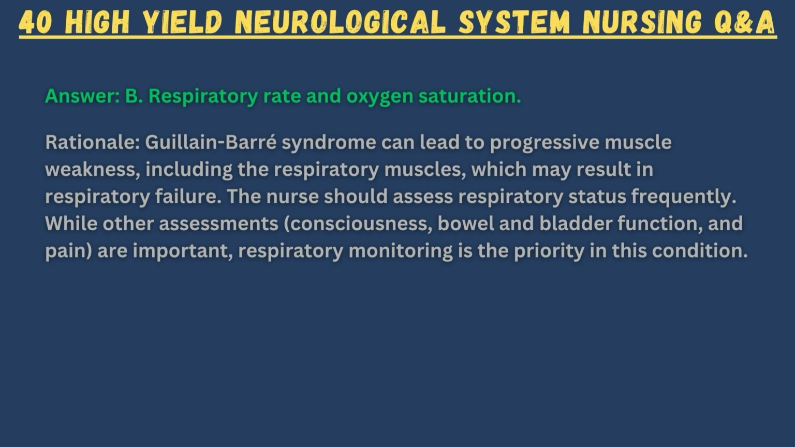Rationale: Guillain-Barré syndrome can lead to progressive muscle weakness, including the respiratory muscles, which may result in respiratory failure. The nurse should assess respiratory status frequently. While other assessments, consciousness, bowel and bladder function, and pain, are important, respiratory monitoring is the priority in this condition.